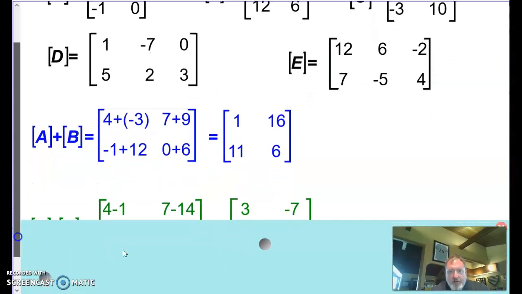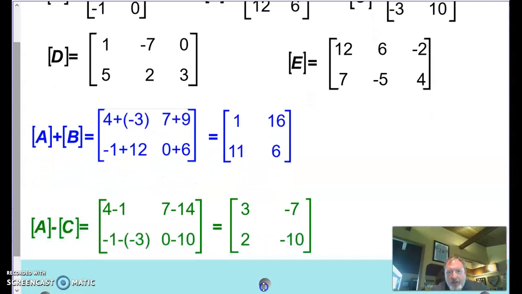All right, second example here. Let me slide this down a little bit. So now we have A minus C. So again, we start in that first row, first column, 4 minus 1, first row, second column, and then we have our second row values. And so again, here is our result: 3, negative 7, 2, negative 10.